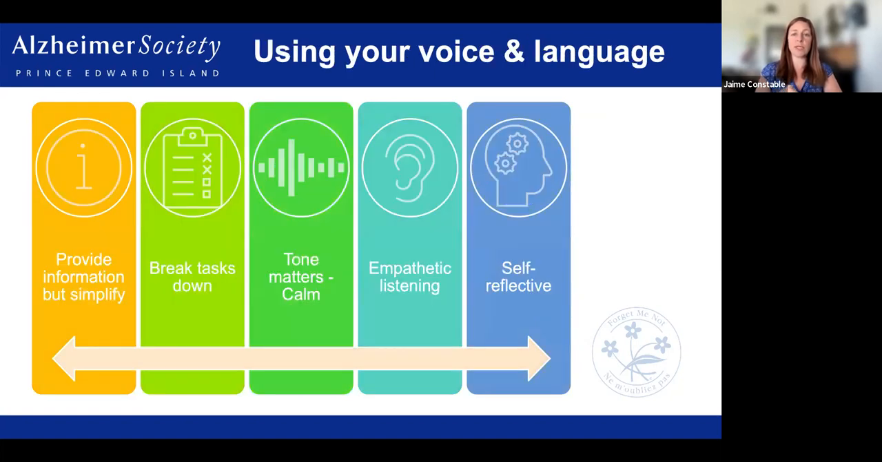And then also your voice and the language that you use. Providing information simply, breaking down tasks, and ensuring that your tone is calm, positive, relaxed. That has a huge impact. Empathic listening means listening to what's being said underneath. So even if they're communicating with words, you need to hear what's happening behind the message. And then also being self-reflective about how your beliefs, your behavior, your experiences are contributing in that relationship to something positive, or that might be creating more stress or more discord between you and the person as well. And trying to address those things, being really honest with yourself about that.